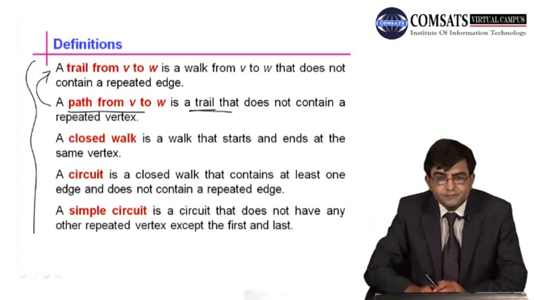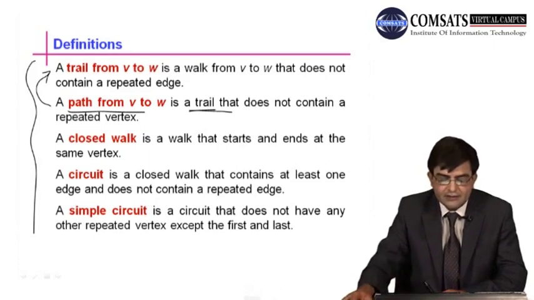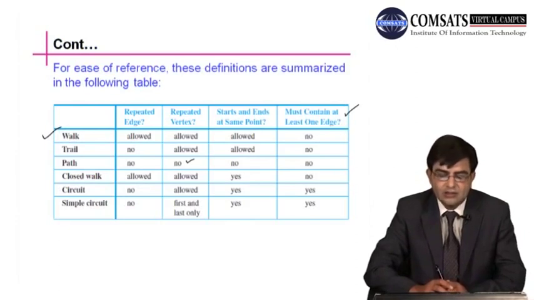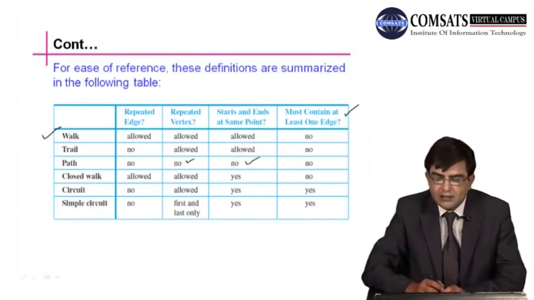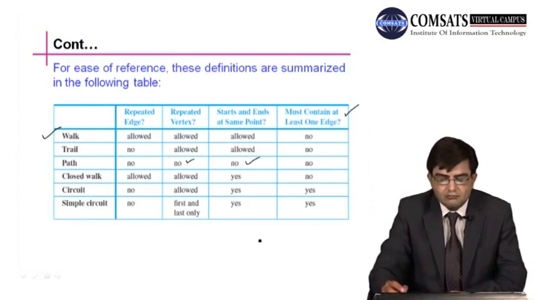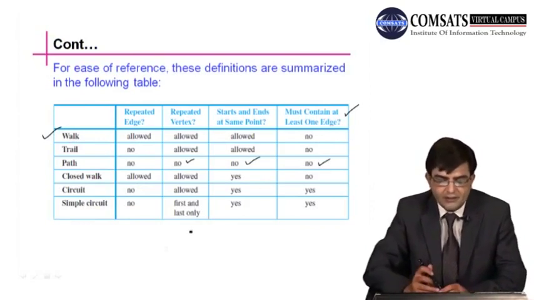If we take the starting and ending point the same, then one vertex will be repeated, so it violates the definition of path. So repeated vertices, or starting and ending point being the same, is not allowed in a path. And must contain at least one edge? No, there is no condition here.